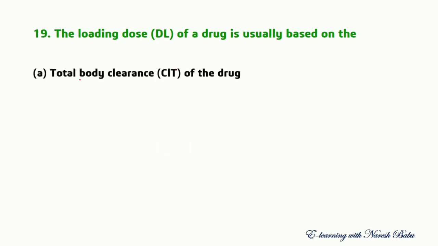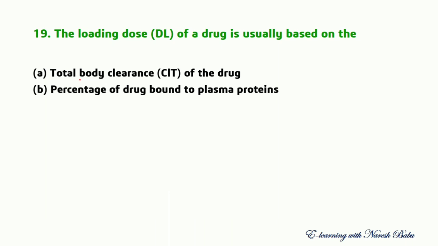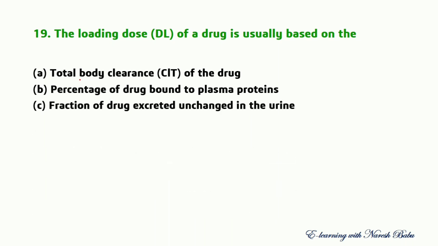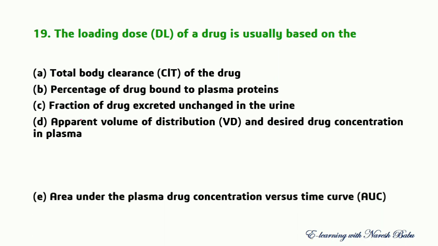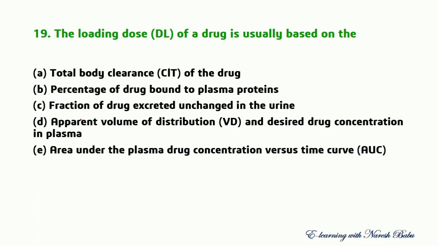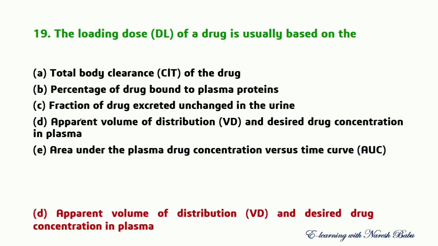Next question, the loading dose, that is DL, of a drug is usually based on the: total body clearance of the drug, or percentage of drug bound to plasma proteins, fraction of drug excreted unchanged in the urine, apparent volume of distribution and desired drug concentration in the plasma, or area under the plasma drug concentration versus time curve, AUC. Among these, the loading dose is based on the apparent volume of distribution, VD, and the desired drug concentration in the plasma. So the loading dose depends upon these two.